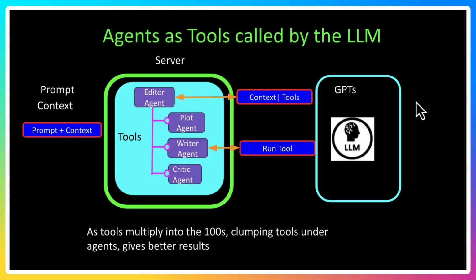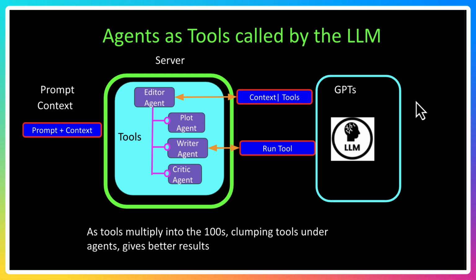So let's use agents to write a children's story about Tim the Flying Dog. We saw last time that we could give agents as tools. So here we have an editor agent that's in charge, and it has tools of a plot agent, a writer agent, and a critic agent. And we told the LLM that the editor had these tools, and the LLM could call these tools to write the story. And that worked really well.